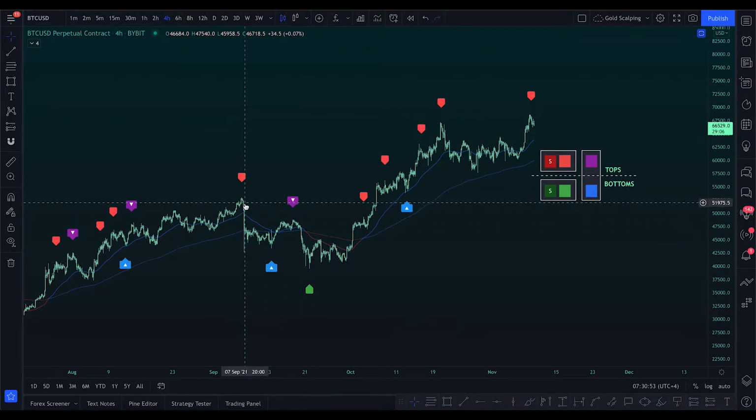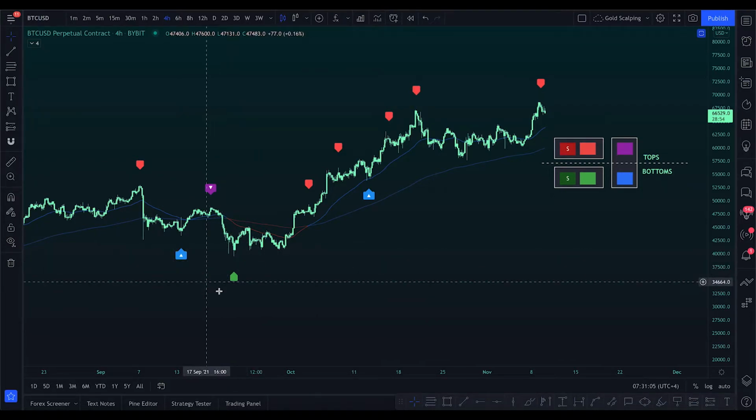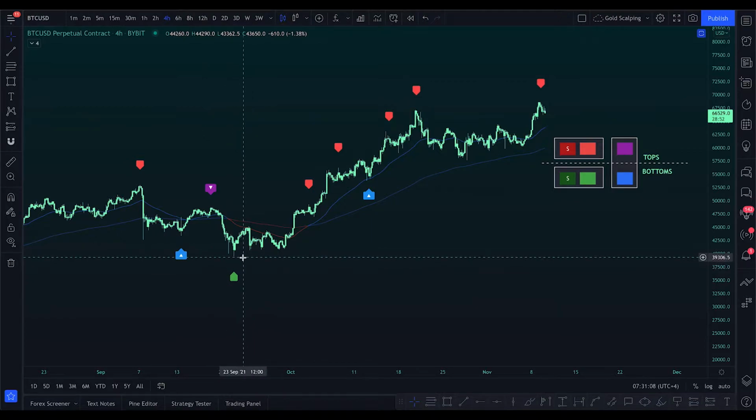For example, the selling pressure is increasing very drastically here. And then at this very point, the selling pressure runs out of steam. This is what this means. The selling pressure is losing its momentum. So it's very likely that this level right here will hold as a very strong level.